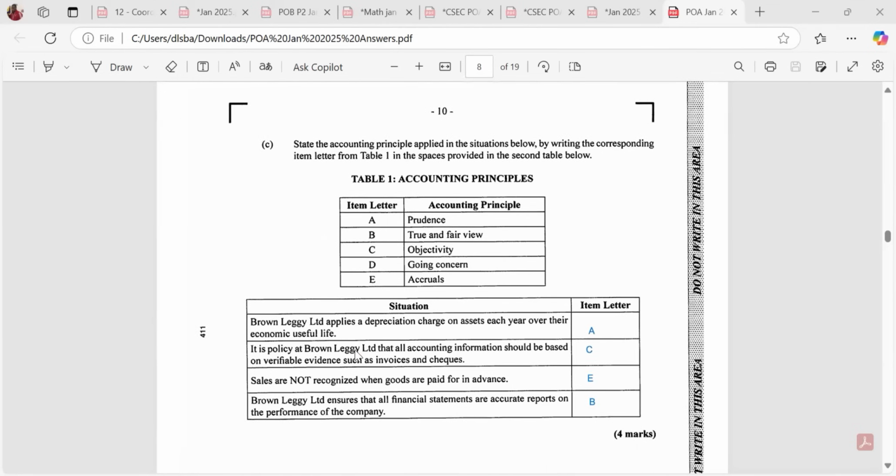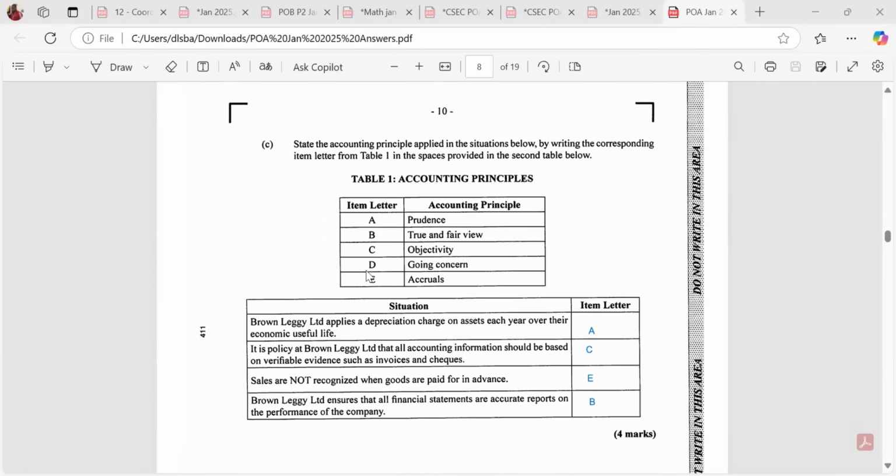Let's move on. Almost everything here is from form work. This is really easy. This is an accounting principle question. They give you 5 accounting principles and assign a letter next to each, and you're supposed to read the situation and put the correct letter next to them.